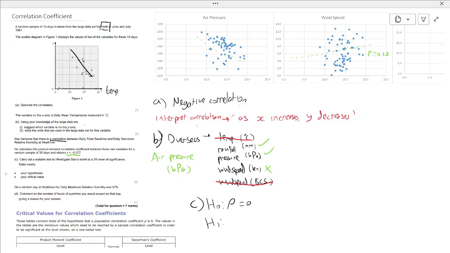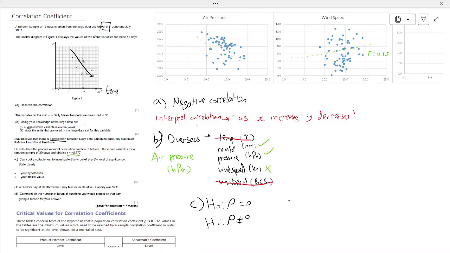And then nowhere else does it say test for a positive or test for negative correlation. It just says test for a correlation. So my H1 will be rho not equal to 0. Now sometimes in an exam, they will give you the actual data and you have to calculate the value for R yourself, just from your calculator. So if you want a video explaining how to calculate that, let me know. In this case, they've just given us R equals negative 0.377.